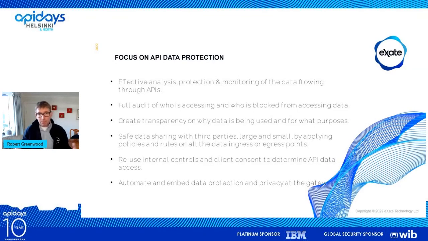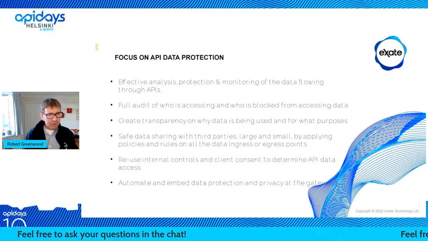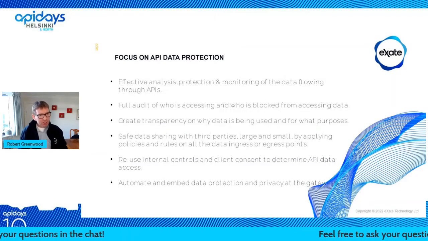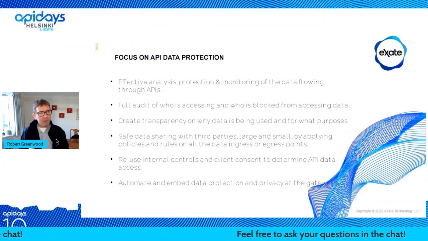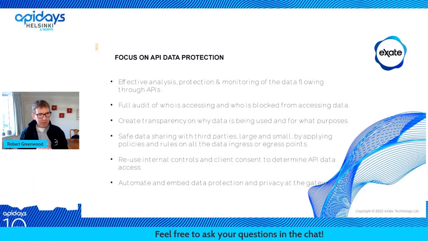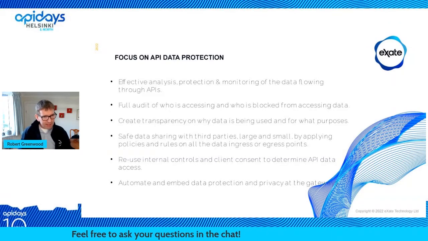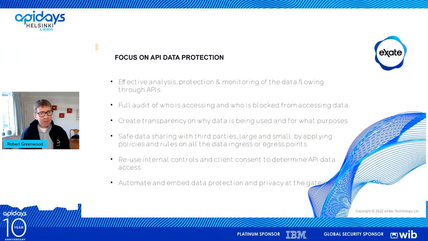Safe data sharing with third parties, both large and small, by applying policies and rules on all data ingress and egress. So we've touched on that already, but we're living in this world where data is the commodity, right? We need to share it. We'll share with our big clients, but we talk about, for example, the climate change session that we heard earlier on. That ability to share data has got to be there. Without privacy and protection, companies are going to be more reluctant to do this. So we've got to think about this.